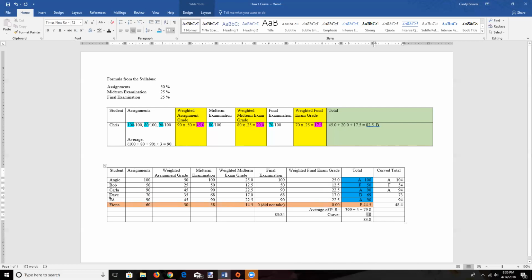But Dave, it did help. He was getting a D and now he's getting a C. And it didn't help Ed either because he was already getting an A. And Fiona, even though she wasn't a persistent student, she also gets the benefit of the curve. She goes from 44.5 to 48.5. I'm sorry, I dropped off that digit there. So it doesn't get her to passing, but it could have.